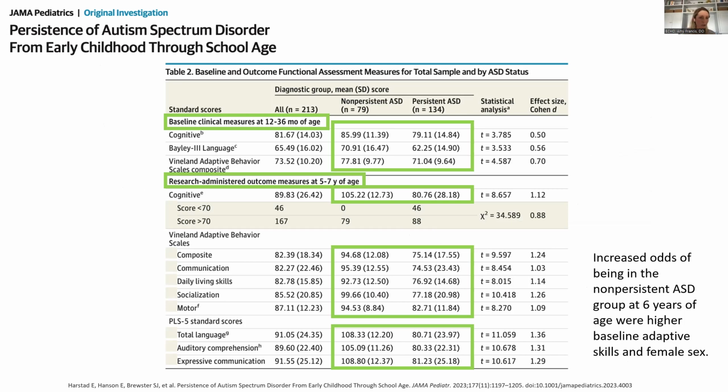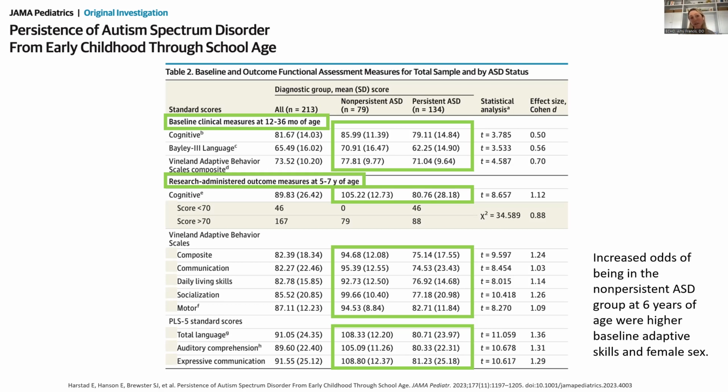This study was recently published in the fall. It was out of Boston Children's and published in JAMA Pediatrics. They looked at children who were diagnosed at 12 to 36 months. They looked at their cognitive functioning, their language functioning, and their adaptive skills. And then they measured outcomes when children were 5 to 7 years old, so when they were school age. What they found is that children who had higher adaptive skills at the onset, right at baseline, had the best outcomes, as well as female sex.